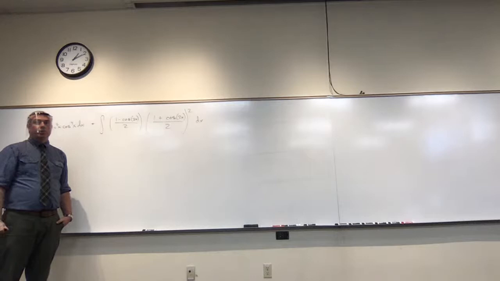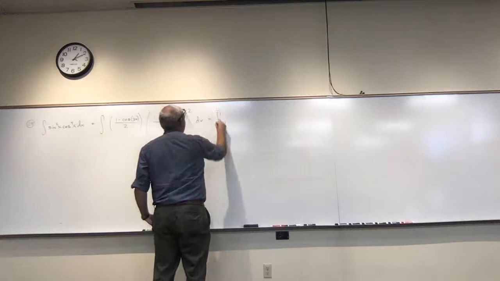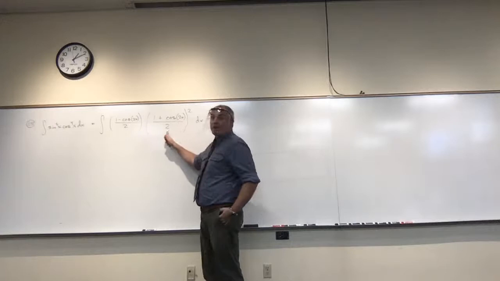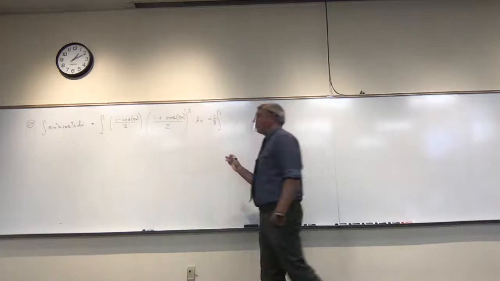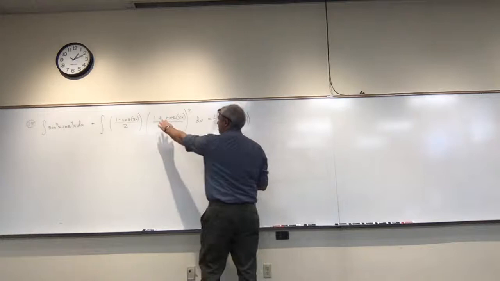Sound good? Okay. So now I should probably square this thing, if we're going to get anywhere. So let me rewrite. This is the integral of, and by the way, I can get rid of a bunch of twos on the bottom. I've got a 2 on the bottom here, and a 2 squared on the bottom here, so let's get all those out of the integral. 2 times 2 times 2 is 8, so I can put a 1/8 out here and get rid of all those bottom fractions. Then inside I have 1 minus cosine of 2x, and then 1 plus cosine of 2x quantity squared.